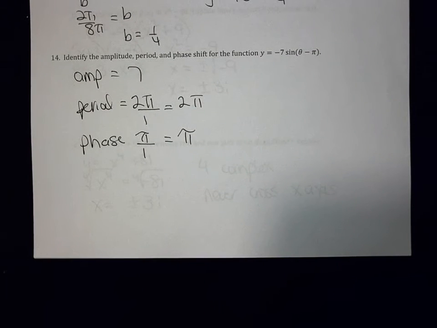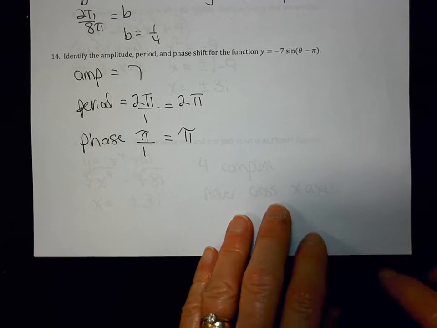Number 14, amplitude is always an absolute value number, so it's a positive 7. Period is 2 pi over b. In this case, b is a 1. And phase shift is pi over 1, or pi.